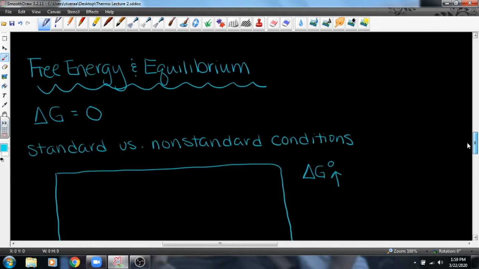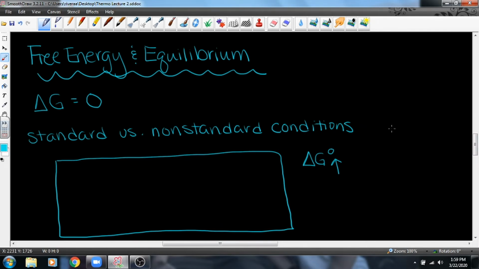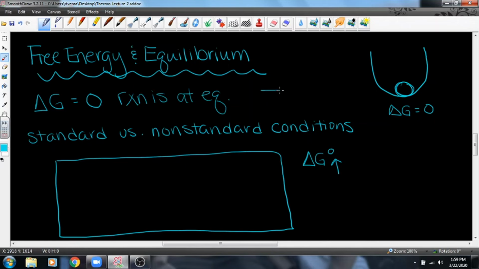All right, so now let's take a look at our final piece of thermo that we need to discuss in our little mini look at thermodynamics, and that is how free energy relates to equilibrium. So remember we were talking about the ball rolling down the hill, and that when the ball settles at the bottom of the hill, this is where we are at equilibrium, right? So when delta G is equal to 0, the reaction is at equilibrium. It's going in the forward and reverse directions at equal rates.